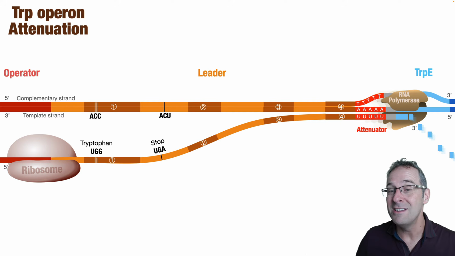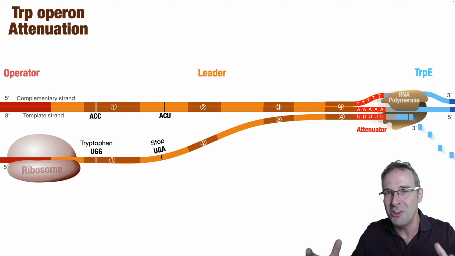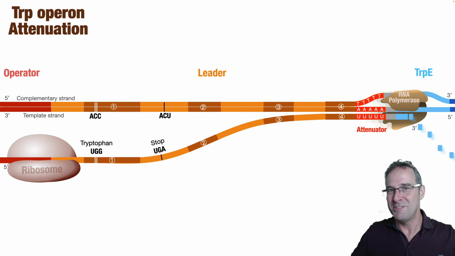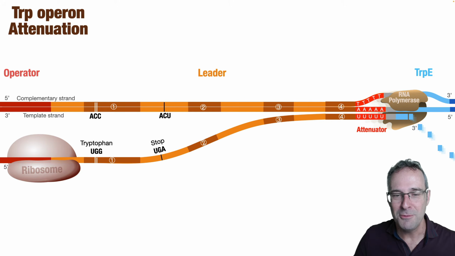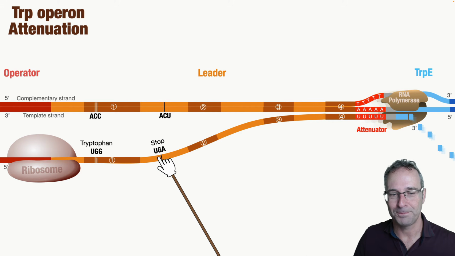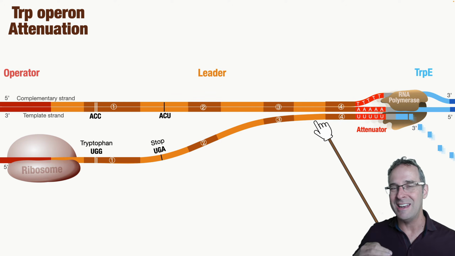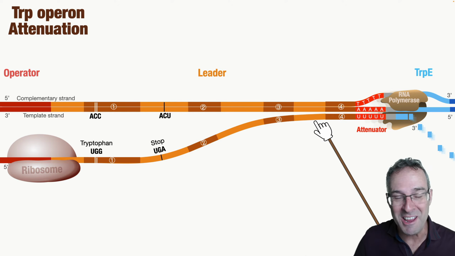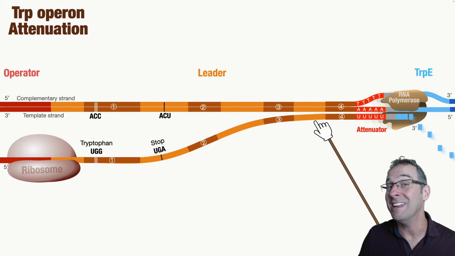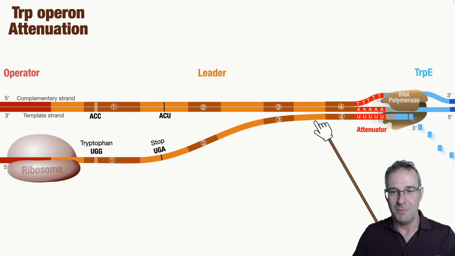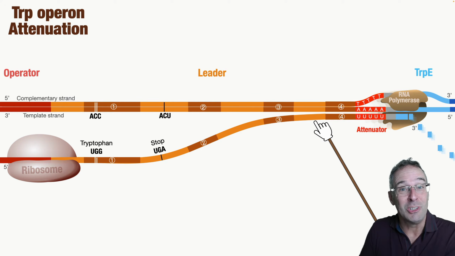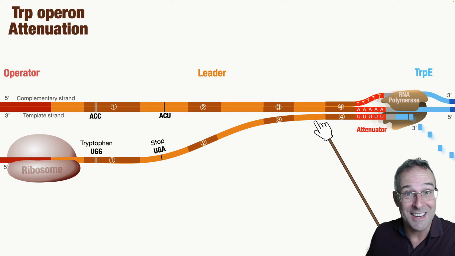Now, there are a few things that we need to notice here in the leader region to make sense of attenuation. If you don't know all the bits that I'm about to explain, then it's very hard to see how attenuation can work. So firstly, notice that there's a big difference between transcription and translation happening in a prokaryote and in a eukaryote. In a eukaryote, there's a nucleus. So transcription happens in the nucleus and then the messenger RNA leaves the nucleus, goes out into the cytoplasm where it's translated by a ribosome.